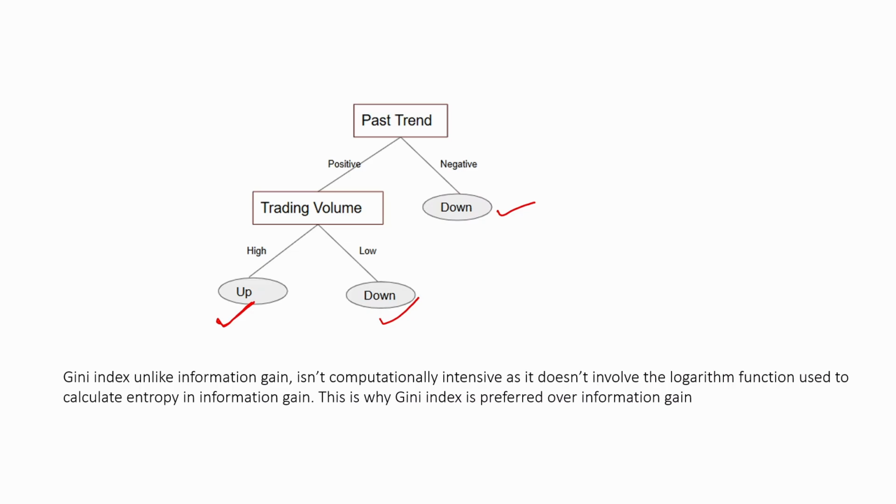So Gini index is much simpler as compared to information gain, because information gain has a logarithm function for calculating entropy. So basically this Gini index is preferred over information gain. Hope you understood how decision trees can be used for classification purposes, and how Gini index can be used for classifying the data set.